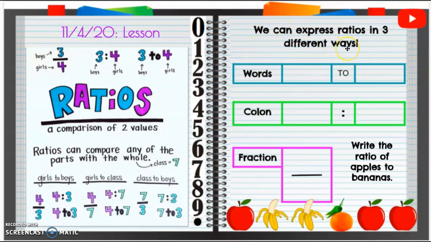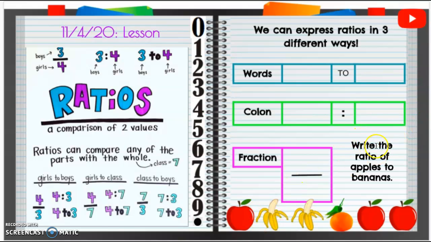So we can express ratios in three different ways. Easy peasy, we got this. We can do it in words. We can use a colon, which are these little two dots. That's what a colon is called. And then a fraction. So we have our little fraction bar here. And then the word is just "to".